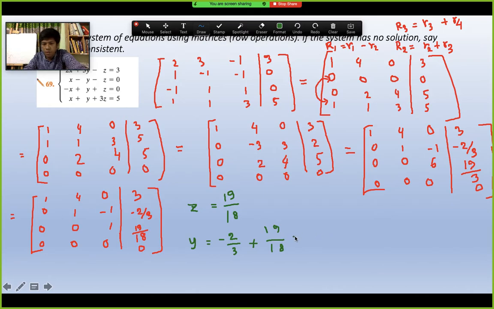Now if we do the LCM here to get a solution, then it will become 18 here, 18 here, and then do some LCM.